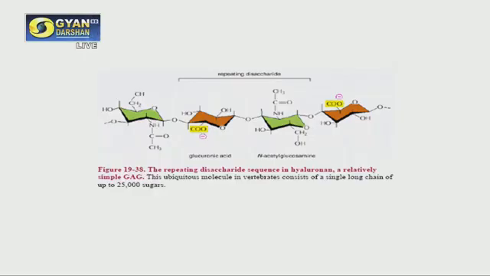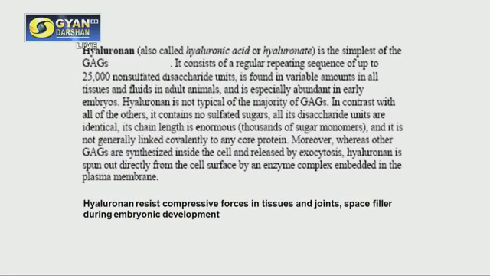But in case of hyaluronan, you see the first sugar is uronic acid. Second sugar is also the amino sugar, but it is not sulfated. So this is one major difference with the typical GAGs. So hyaluronan is the simplest of GAGs. It consists of a regular repeating sequence of up to 25,000 non-sulfated disaccharide units. This is an important difference with the typical GAG. That is why many people do not consider hyaluronan to be a typical GAG because of this difference in structure and chemical composition. Okay.